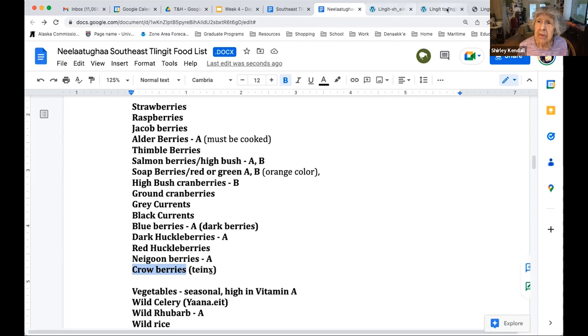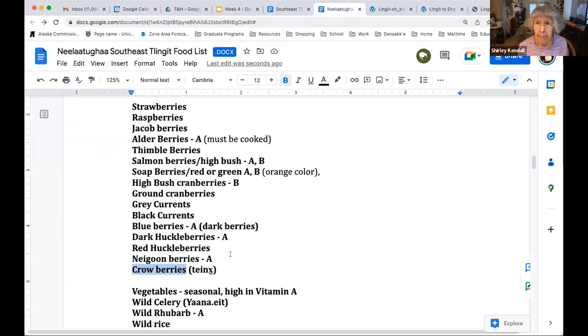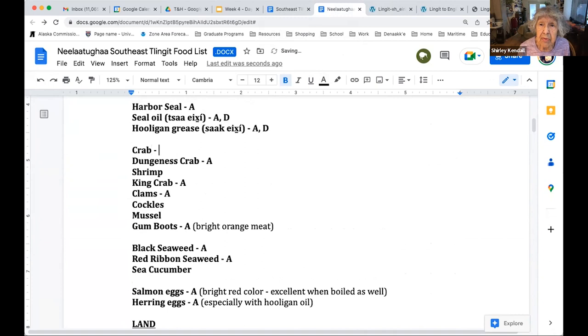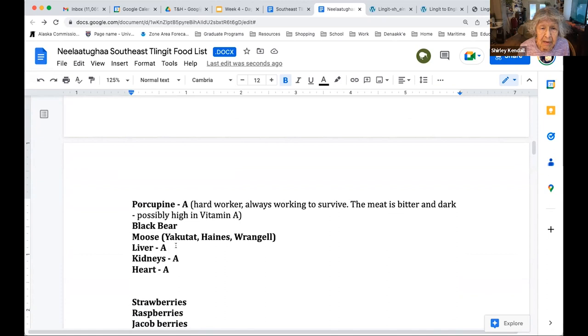Let's see, what else do we have? It's possible that crab has, and shellfish also had B vitamins. Another vitamin, that was a quick overview. Don't forget to mark liver and the dark meats for B vitamins. It has everything. If you haven't marked the liver, it has A, D, and E, and K, and B vitamins.